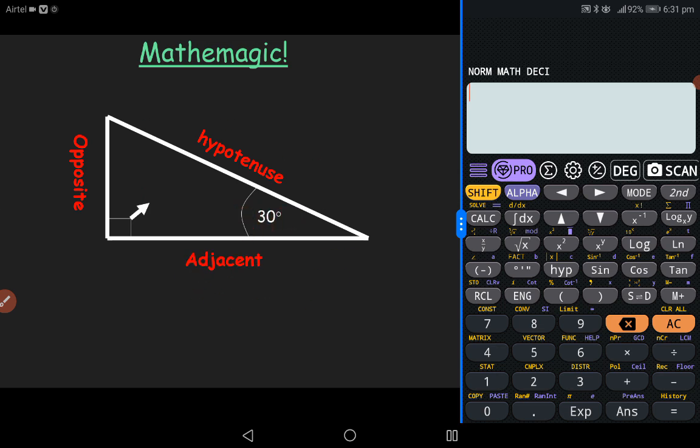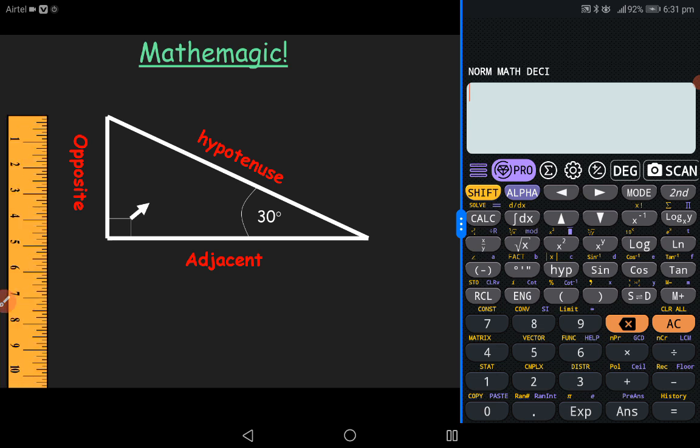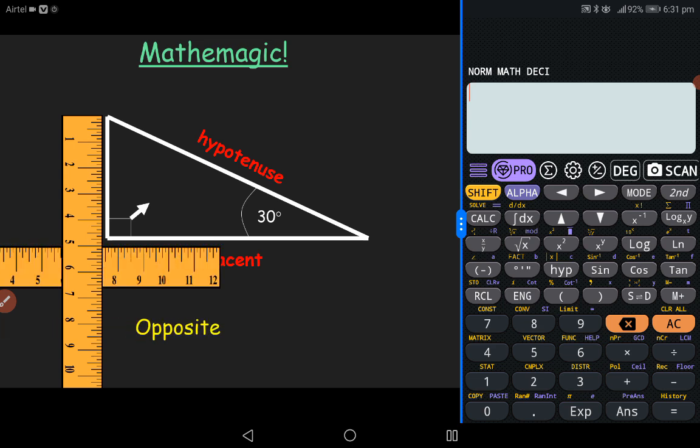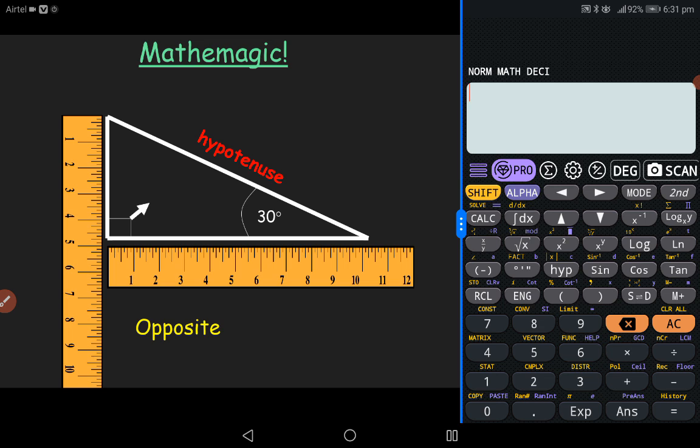So if you have these sides, the hypotenuse, the opposite side, and the adjacent side, and use your ruler to measure the length of the opposite side and also the adjacent side, you will find out that if you divide the opposite side by the adjacent side, when this angle is 30 degrees, what you are going to find is a number which is called, can you figure out?